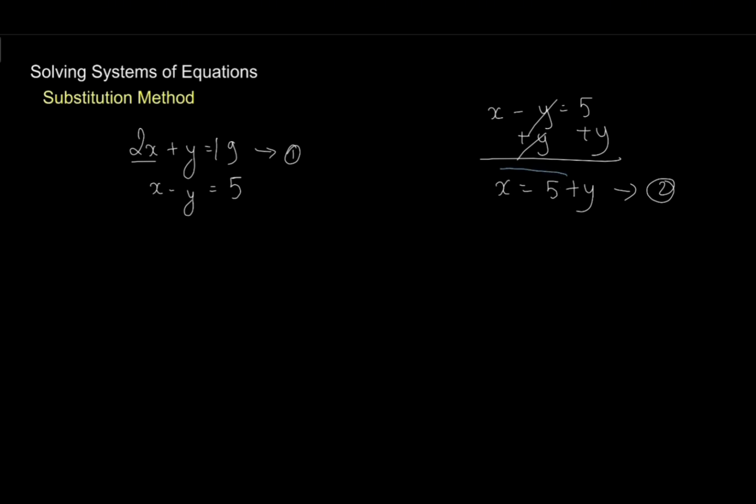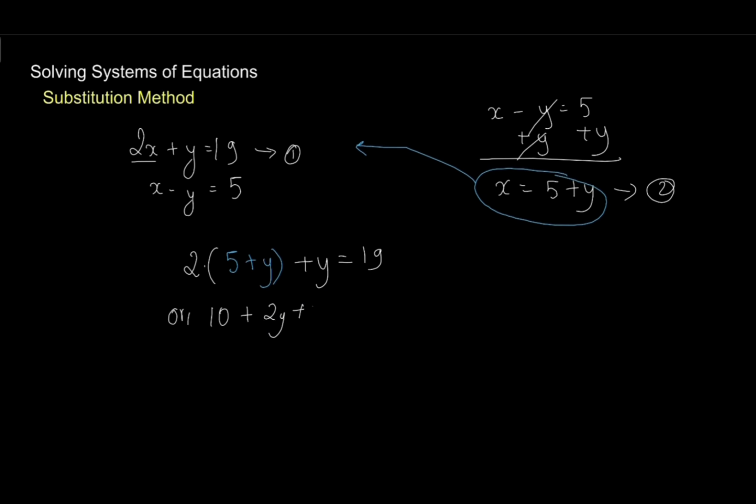Putting the value of x equals 5 plus y in equation number 1, we have to find the value of y. So equation 1 is 2 times (x plus y) equals 19. Now x plus y needs to be written in brackets because whatever is the value of x, that should be multiplied by 2. Whatever is the value of x, it should be completely multiplied by 2. Or 10 plus 2y plus y equals 19. Or 10 plus 3y equals 19.